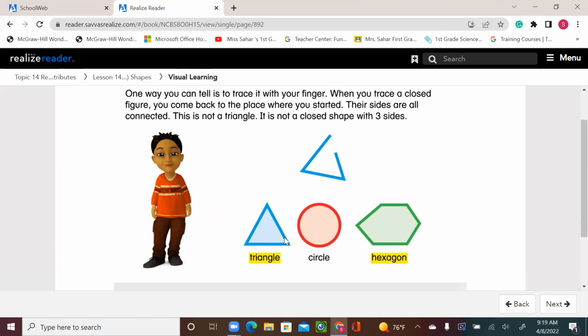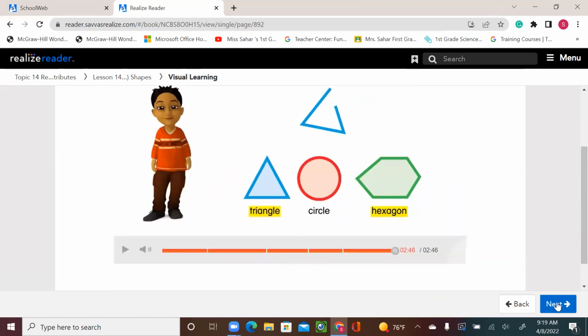A triangle has 3 sides and 3 corners. A hexagon has 6 sides and 6 corners. We also learned that the circle has 0 vertices and 0 straight sides. All right, so let's go to our guided practice, page 558, and see what we have.